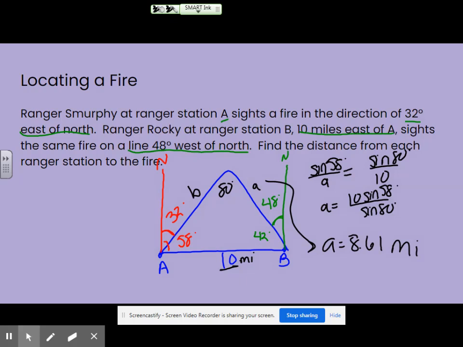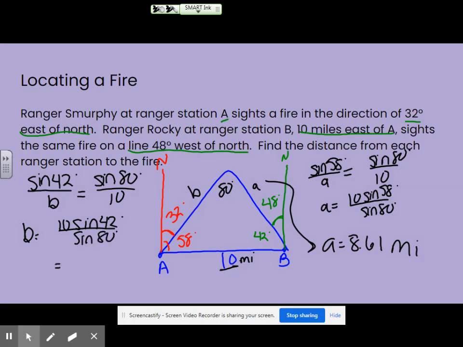Same idea. I'm going to take what I don't know, what I know, figure it out. I'll take the sine of 42 degrees over our missing side length B and set that equal to what I do know. I could use my values for C or for A. I normally stick with what I'm given originally, so I'd say the sine of 80 degrees over 10 miles and get that B is equal to 10 times the sine of 42 degrees over the sine of 80 degrees. And when I throw that into my calculator, I get 6.79, so about 6.8 miles.